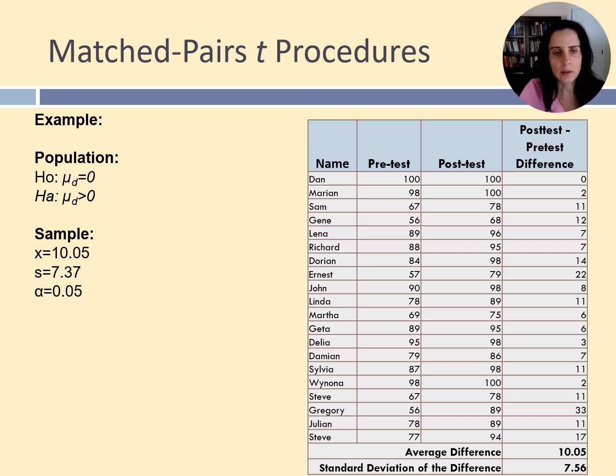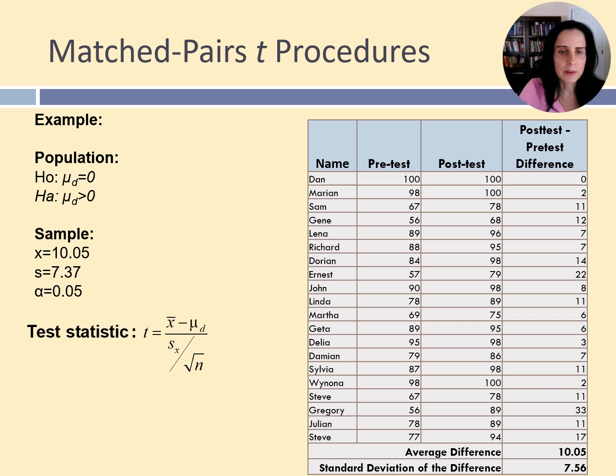The third column in the table shows the differences for each individual between post-test and pre-test scores. The average difference for the entire sample is 10.05. But just by visually inspecting these differences, we cannot tell if they are statistically significant. In such a situation, we also have to conduct a test of significance.